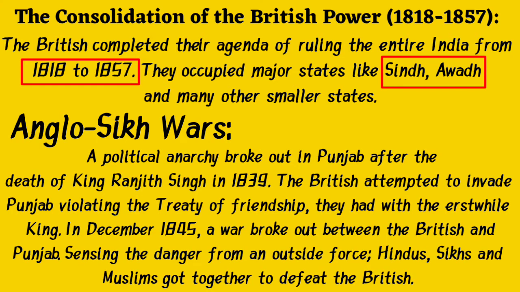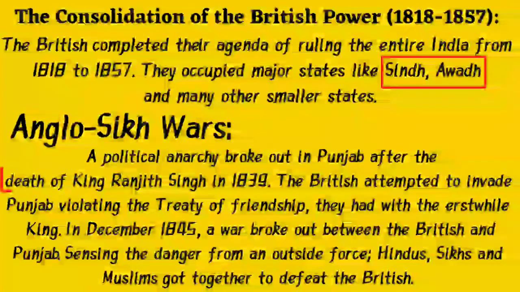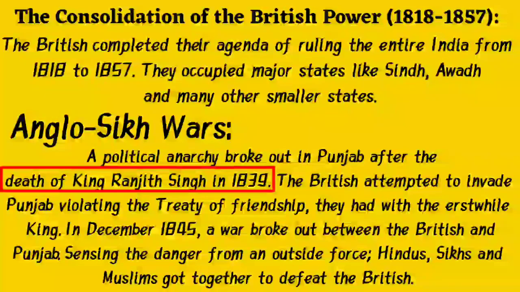A political anarchy broke out in Punjab after the death of King Ranjit Singh in 1839. Anarchy means a state of lawlessness or disorder resulting from the failure of the government. It can be called a riot, misgovernment or disorder. Very soon after the death of King Ranjit Singh in 1839, a political anarchy started in Punjab.